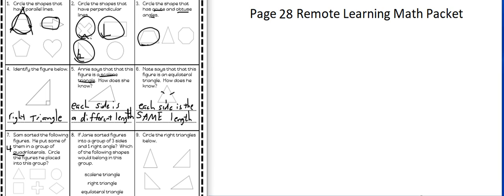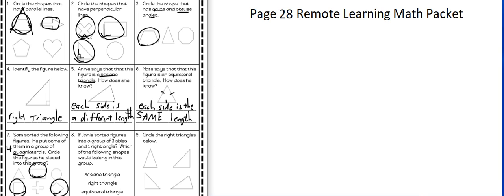So 3 sides, so that's a no-go. 1, 2, 3, 4 sides. Doesn't really have sides. 4 sides. 1, 2, 3, 4. Look, way more than 4 sides. And 4 sides enclosed. So those would be the 3 shapes that are quadrilaterals.